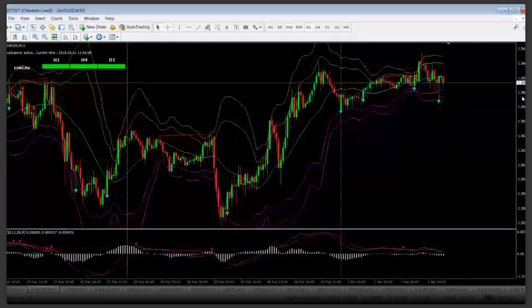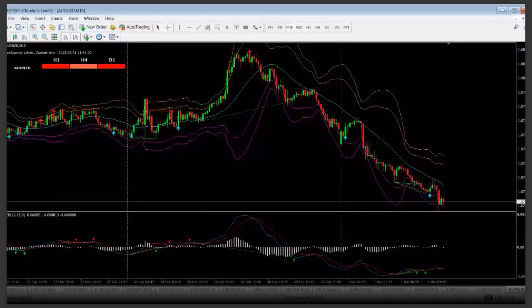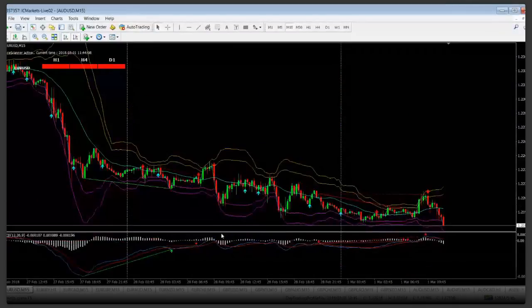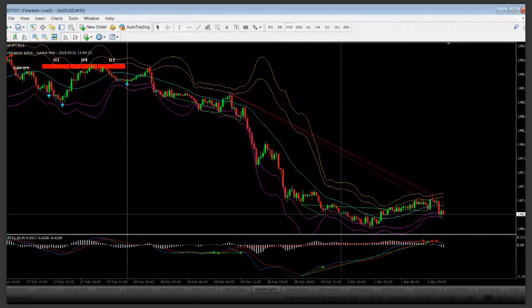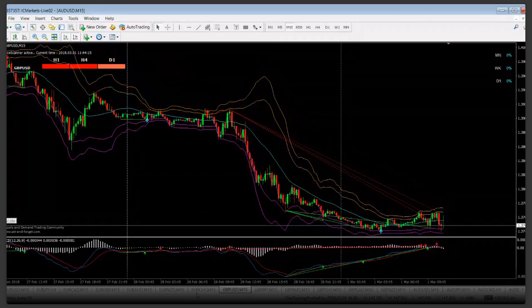Euro CAD. Again, it's just sitting at like a pip or so loss. No signals happening.